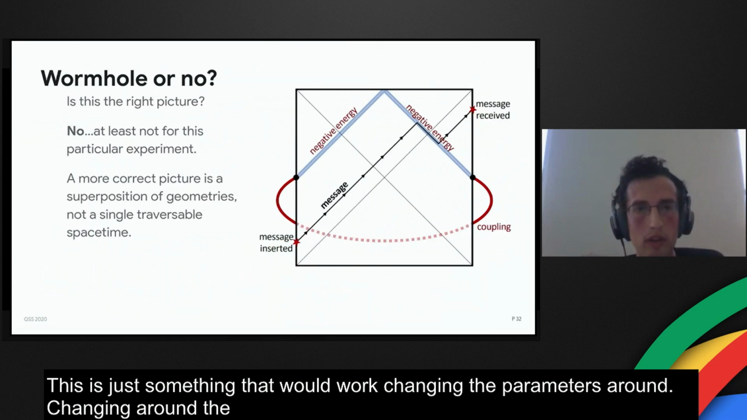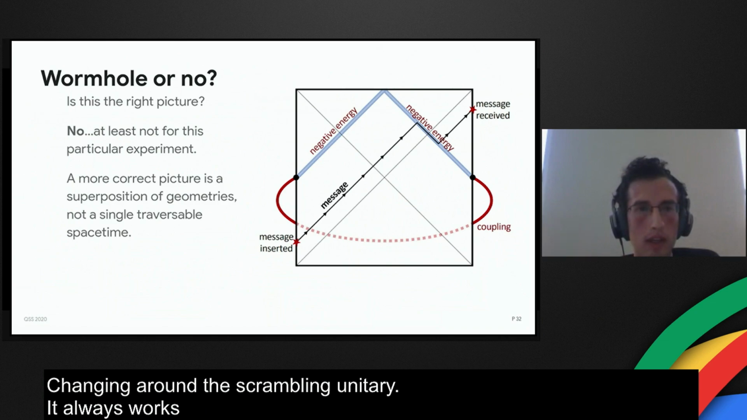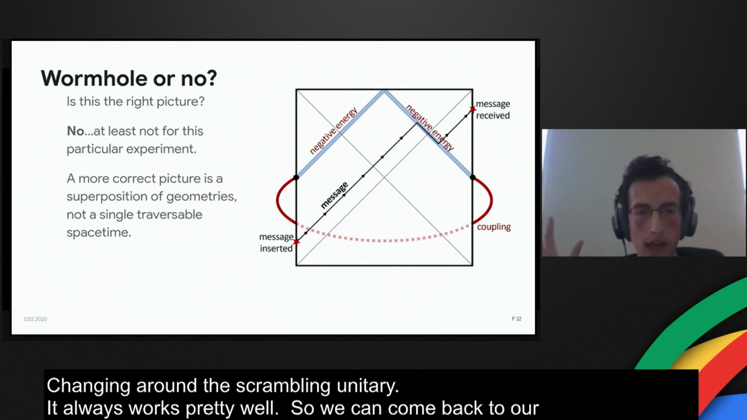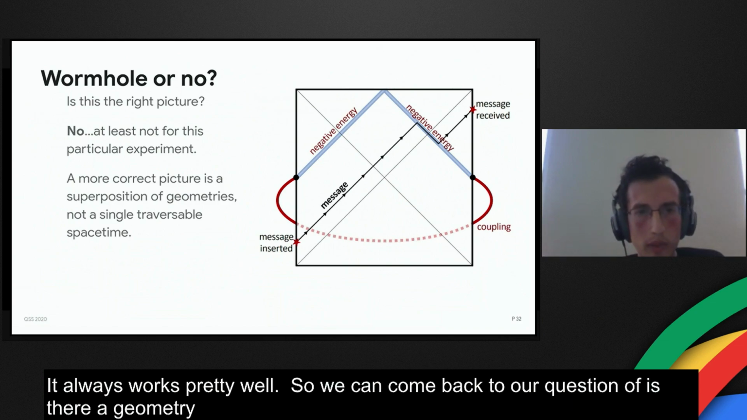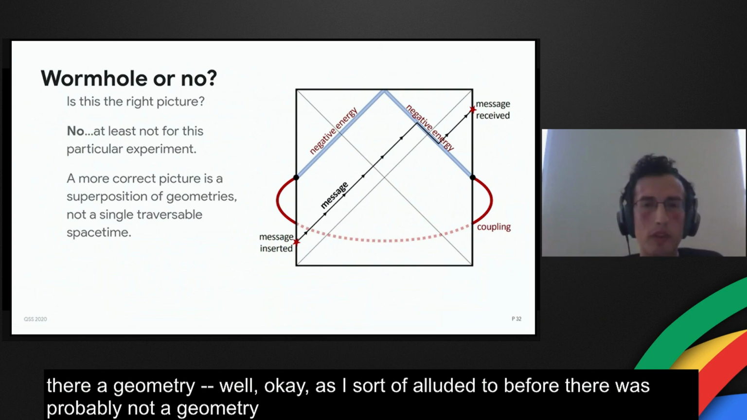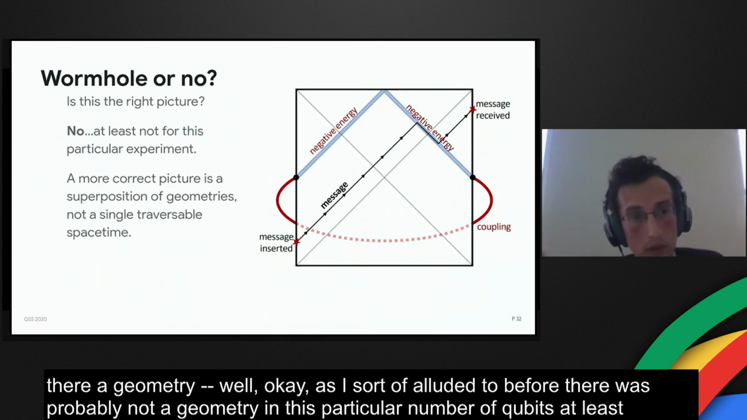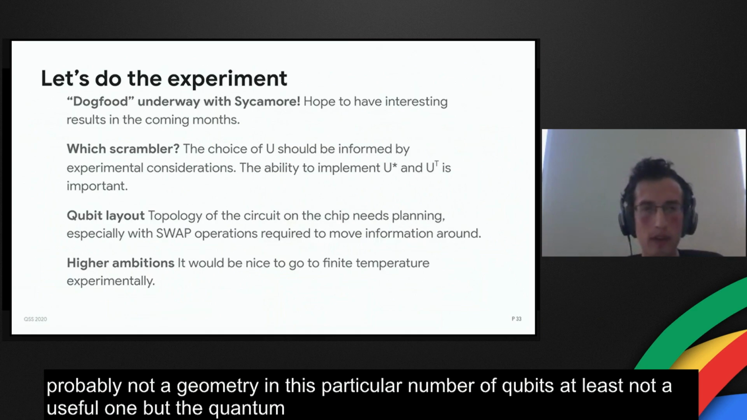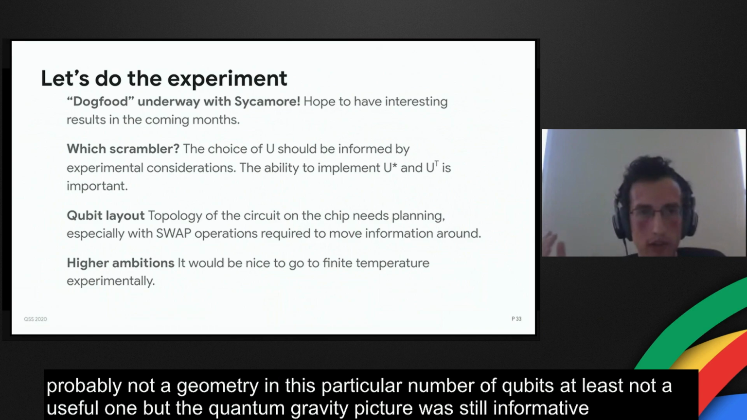And so we can come back to our question of, is there a geometry? Well, as I alluded to before, there is probably not a geometry in this particular number of qubits, at least not a useful one, but the quantum gravity picture was still informative and still helped us design the experiment. So now the next step is to actually do the experiment.